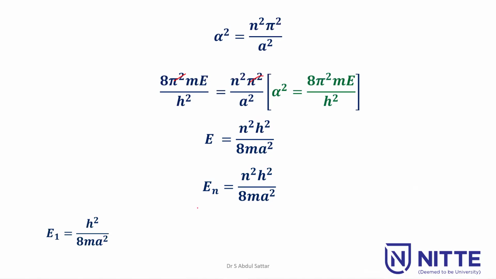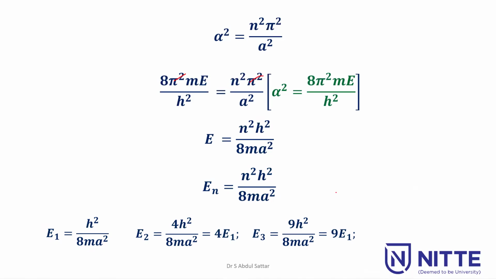In this way, for n equal to 1, E1 equal to this much. For n equal to 2, E2 equal to 4 h square by 8m a square. We know h square by 8m a square equal to E1, so that is 4 into E1. Again, E3 equal to 9 into E1. Like this, E4 equal to 16 into E1, E5 equal to 25 into E1.